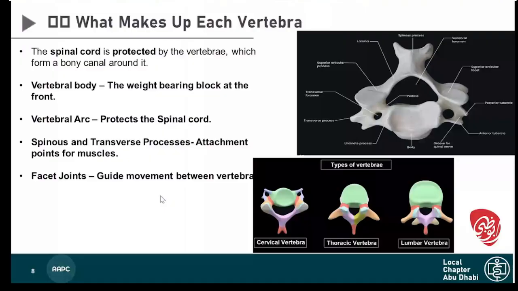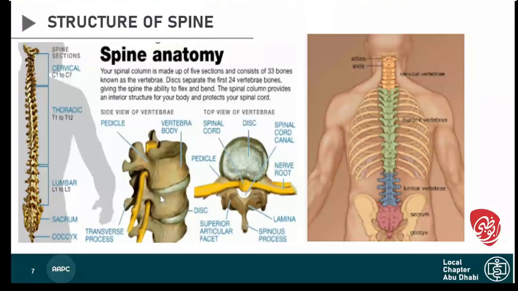So while this is the structure of a vertebrae, this is the superior view, or top view, of the vertebrae. This is the lateral view of the vertebrae. Suppose this is the L1 vertebrae, this is the L2 vertebrae. In between the vertebrae, there is a disc. So this is considered as the vertebral body. This is the lateral view.